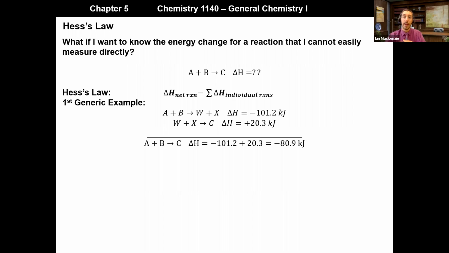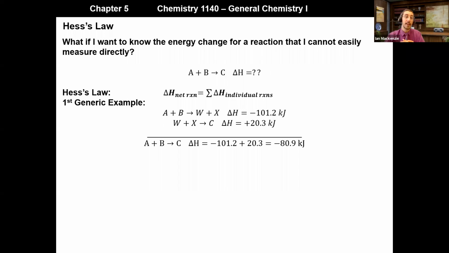Just as you add the chemical symbols, you will also add the enthalpies. So the net enthalpy for this reaction, according to Hess's law, is just the sum of the enthalpies of the individual reactions. So it's just negative 101.2 plus 20.3, and we come out with negative 80.9 kilojoules as being the enthalpy of reaction for this generic reaction that we were not able to directly measure using calorimetry.